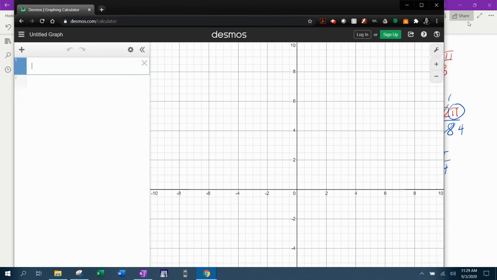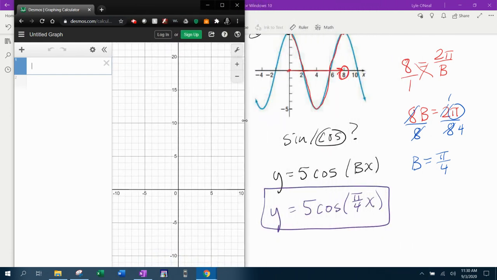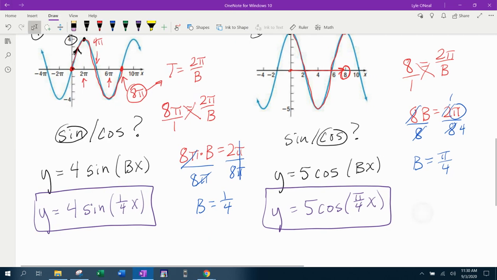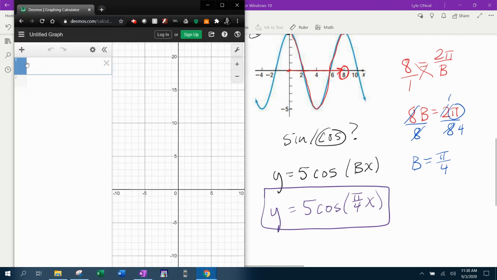So if I minimize this, slide this over, there we go, just far enough so that I can see this last example we did. All right, let's go back to Desmos. And let's type in this answer we got and see if it comes close to producing this graph here.